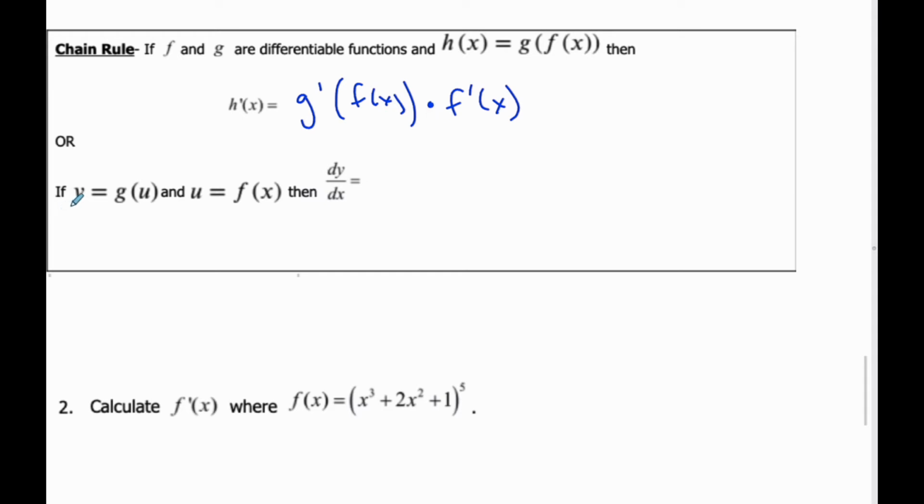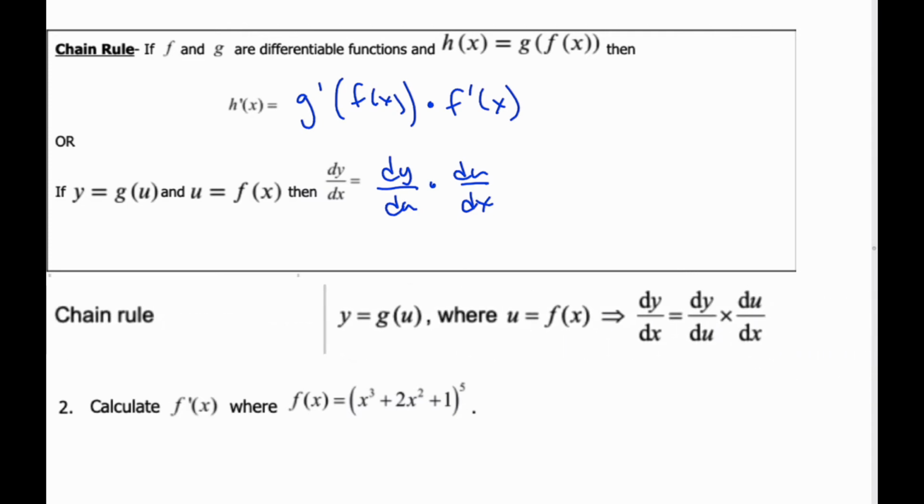So if we said y is equal to g of u and u is equal to f of x, well, dy dx, another notation, will be dy with respect to du times du, this is u, with respect to dx. This differential notation for derivatives is also quite handy. What you'll see in your formula booklet is this particular rule. You'll see it written as such down here. Just the outside derivative times the inside derivative.